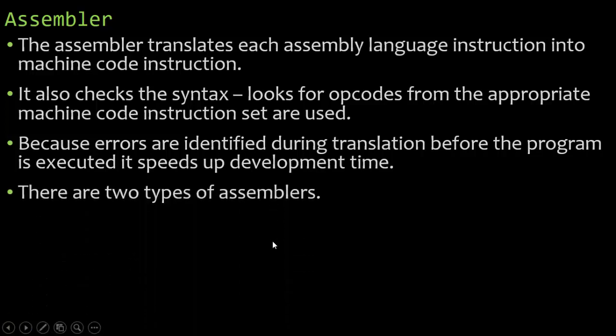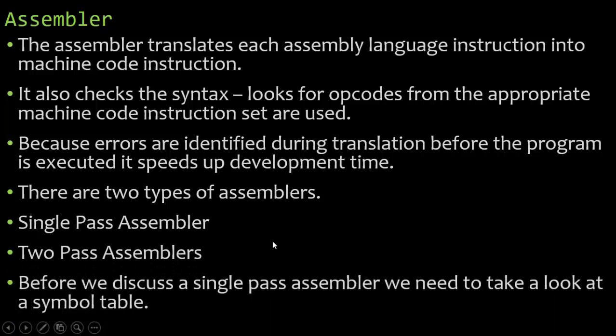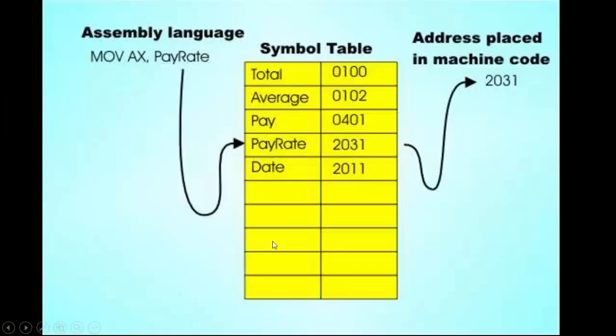And there are two types of assemblers. There's a single pass assembler and there's a two pass assembler. Now, before we discuss a single pass assembler, we need to take a look at a symbol table. This is a symbol table. So there are two things we have here. This may not make a lot of sense, but as we go through the assemblers and talk about them, it'll make more sense. So this symbol table, this on the left side here, are variables that the program may or may not recognize. We have total, we have average, we have pay rate, and we have date. Those are things that appear inside the assembly language program, whatever it may be doing.